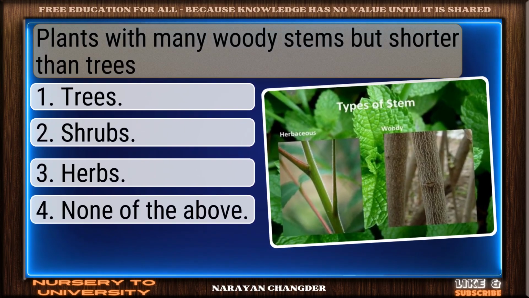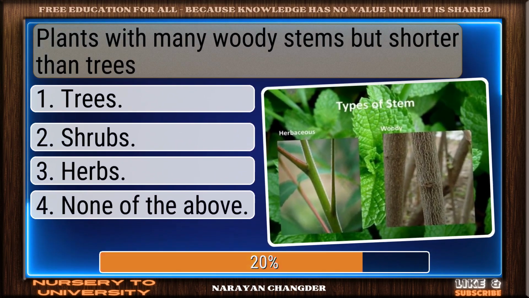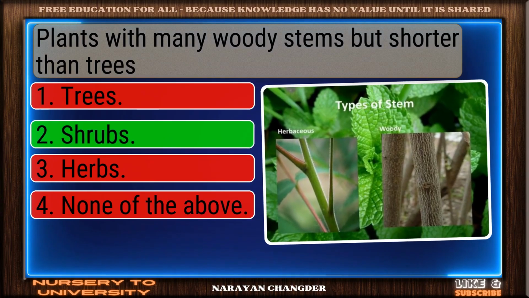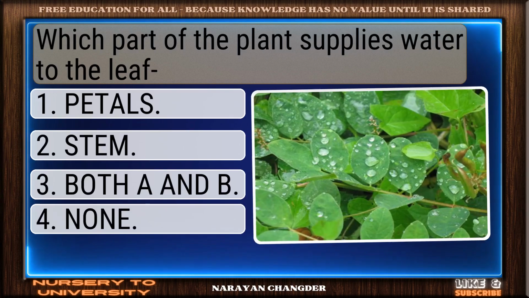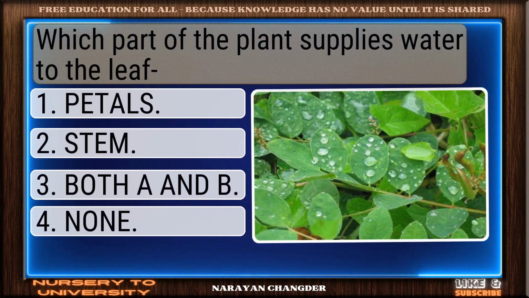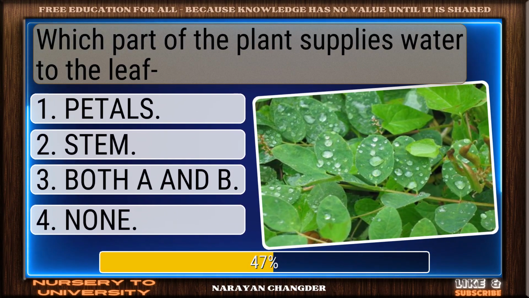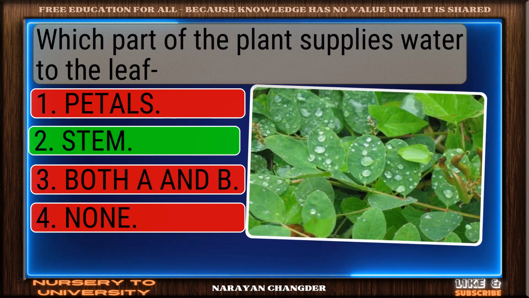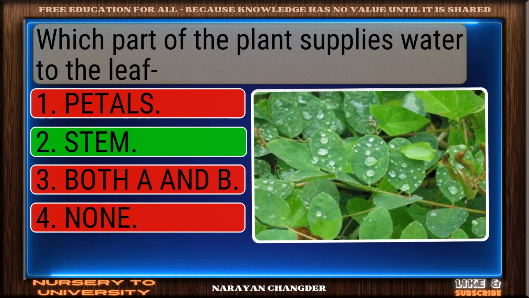Plants with many woody stems but shorter than trees. Good job. Your answer shrubs works well here. Which part of the plant supplies water to the leaf? Good thinking. Stem is the right answer.